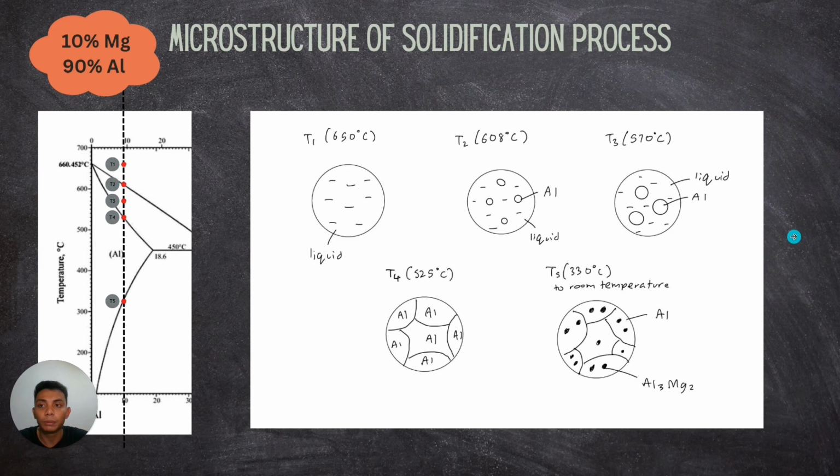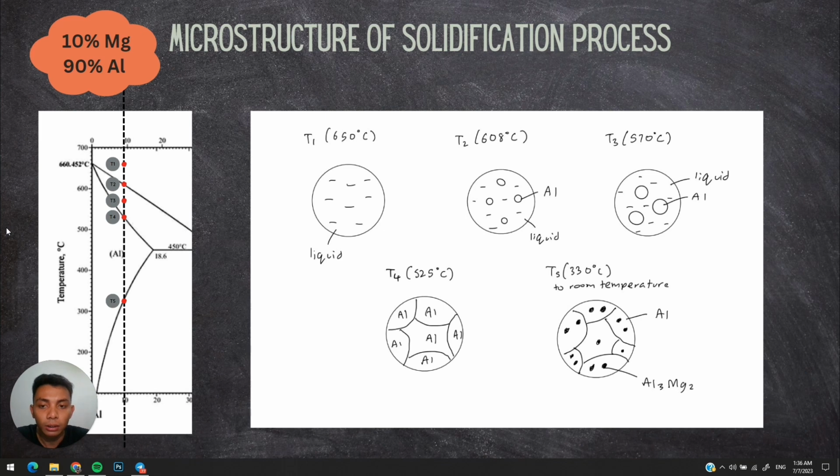Next, we'll move on to 10% MgAl. Firstly, at T1, the alloy is still in liquid phase. Next, at T2, aluminium particles start to form. Then at T3, we can see the aluminium particles start to grow bigger. And at T4, we can see the aluminium particles have ended the solidification process. And lastly, at T5, the microstructure reaches perfect solidification and forms Al3Mg2 alloy.